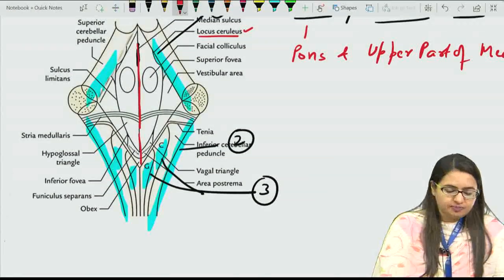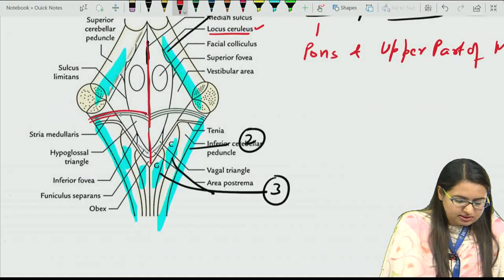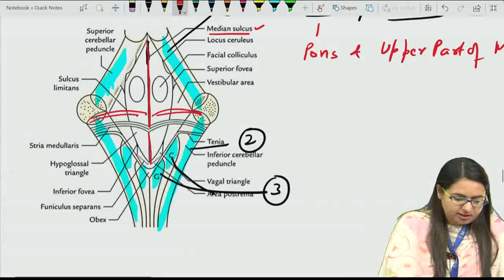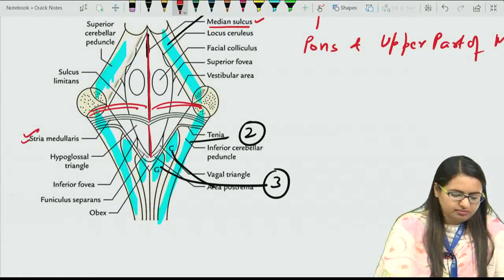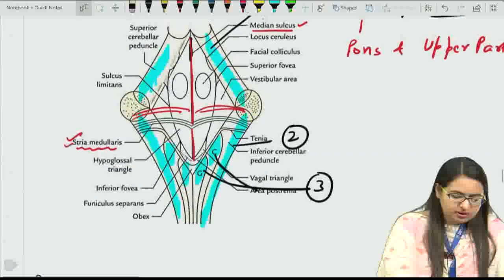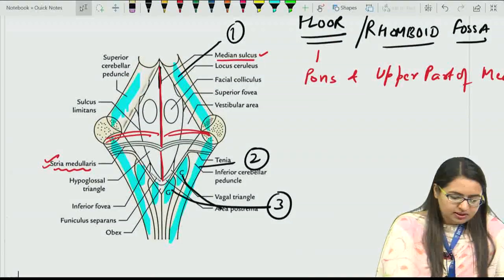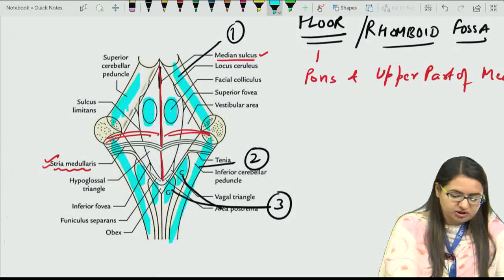Now between this pons and the upper part of medulla, we can see these fibers are there which are coming like this. These fibers are known as stria medullaris fibers. Now in the upper portion, in the median eminence there is a prominence over here, a rounded elevation which is known as the facial colliculus.